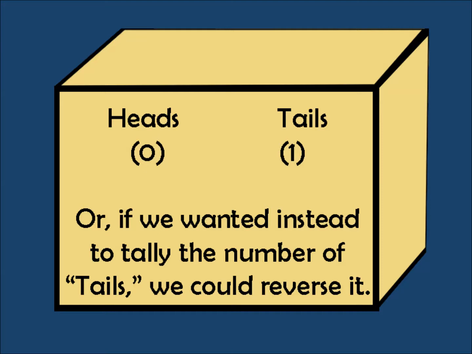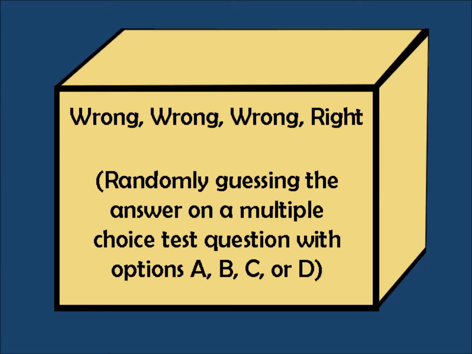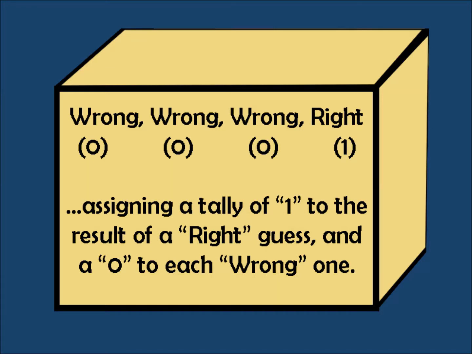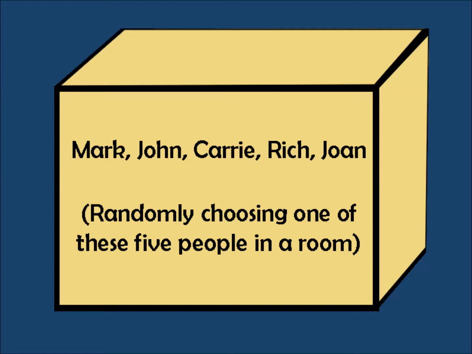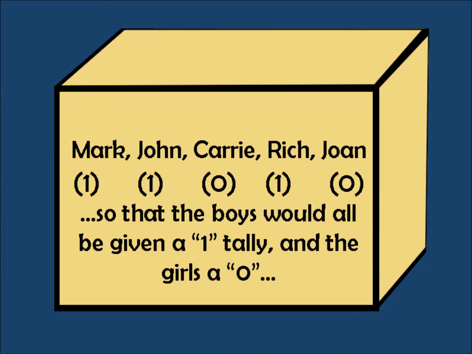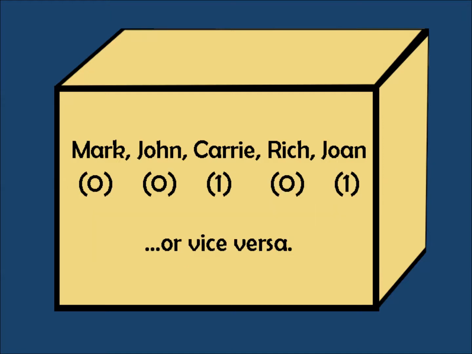If we were doing the multiple choice question with wrong, wrong, wrong, and right options, we could do the same thing by putting 0s underneath the wrongs and a 1 underneath the right, because we're assigning a tally of 1 to the result of a right guess and a 0 to each wrong one. Same thing, if we're randomly choosing one of these 5 people in a room, we might consider tallying, for instance, boys versus girls. And we'd put 1s underneath each of the boys, Mark, John, and Rich, and 0 underneath the girls. Or vice versa, we could put, say, tallying girls, we'd put 1 underneath the girls' names, Carrie and Joan, and 0 underneath the boys' names.